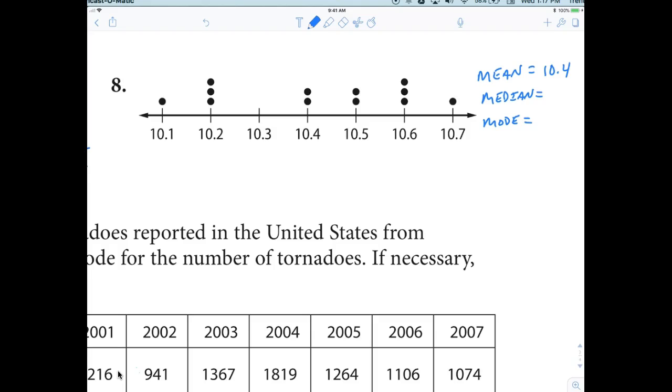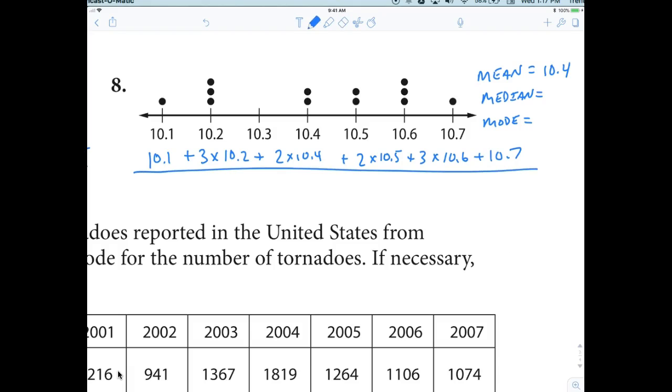Well, how did you do it? So there are three 10.2s. Do you agree with that? So it'd be 10.1 plus 3 times 10.2 plus 2 times 10.4 plus 2 times 10.5 plus 3 times 10.6 plus 10.7. You with me on this? And then you would divide it by the number of terms. How many terms are there? 4, 5, 6, 7, 8, 9, 10, 11, 12.